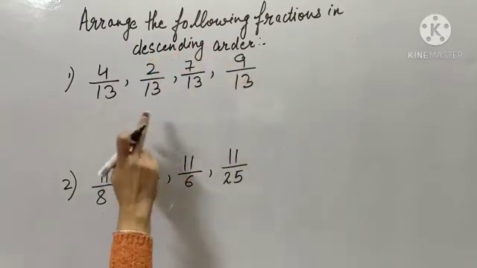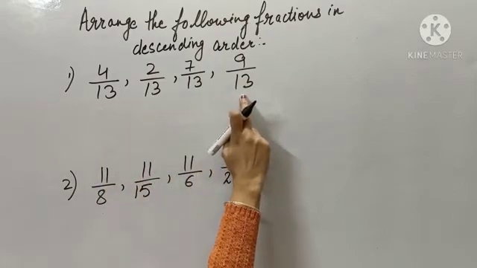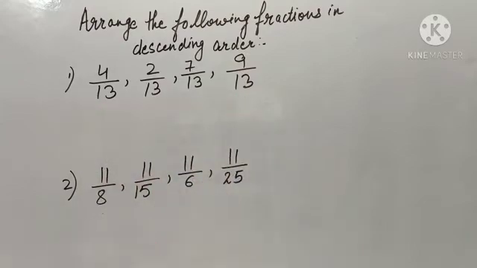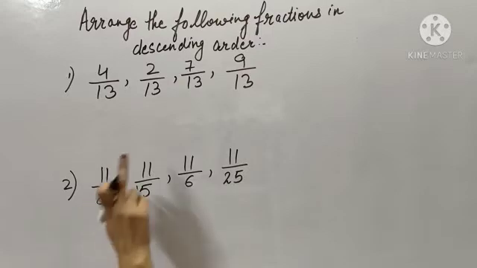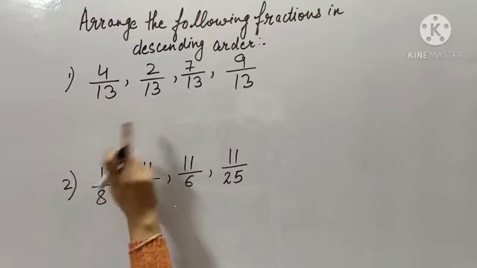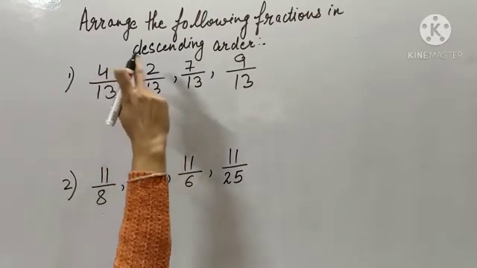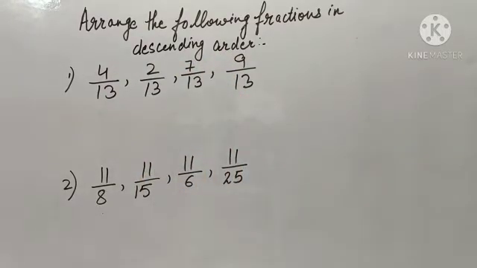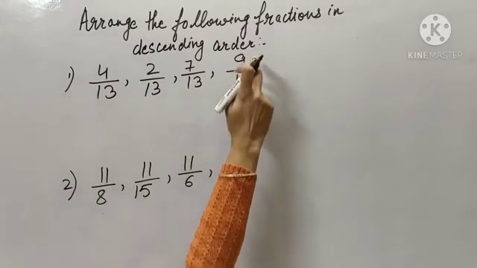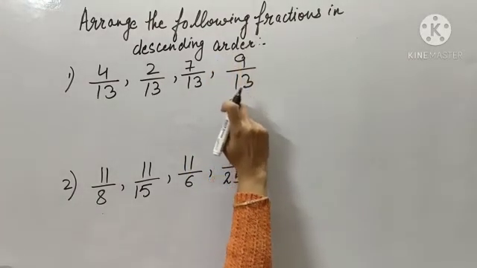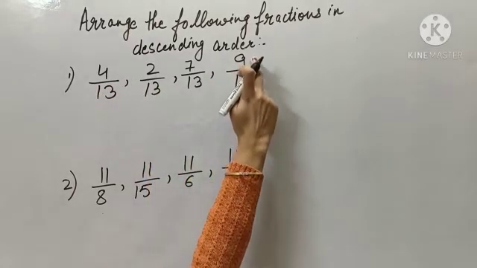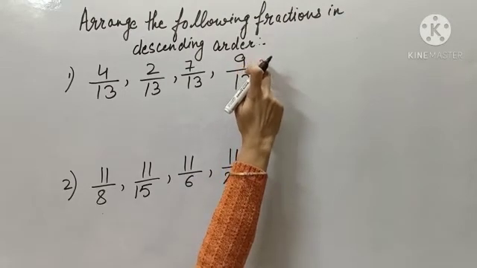You all can see that these fractions are my like fractions. Why? Because their denominators are same. And I told you while comparing the like fractions, we have to observe their numerator. Here my numerator is 4, 2, 7, 9. And I told you the fraction having the biggest numerator represents the biggest fraction. Here among all the fractions, only this fraction is having the biggest numerator. So this is my biggest fraction.